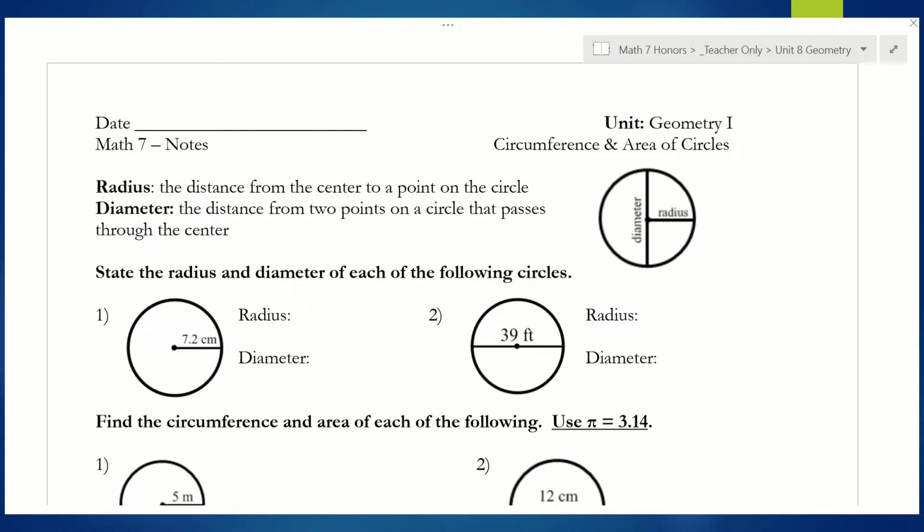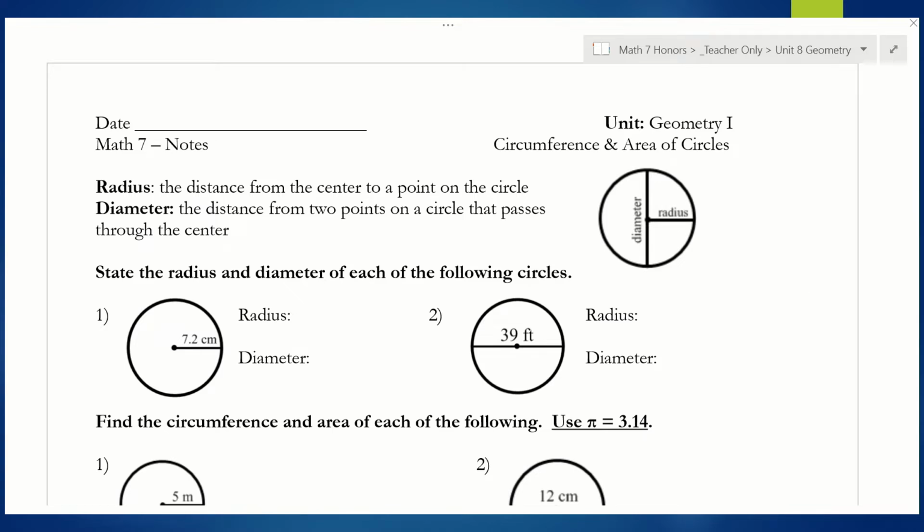So the radius of a circle actually is the distance from the center point to the side of a circle, where the diameter goes from one side to the other and right through the middle. So you can see on the diagram that the radius is always half of the diameter, or you can think of it as the diameter is 2 times the radius.